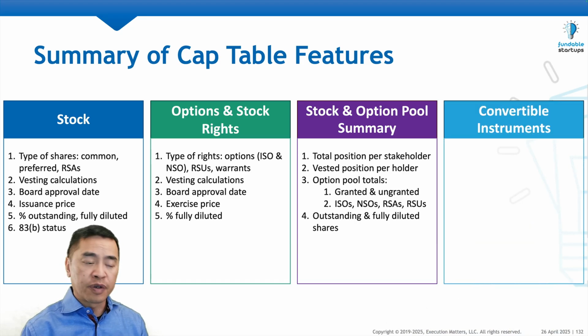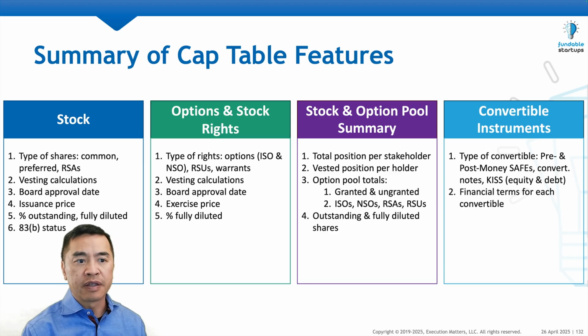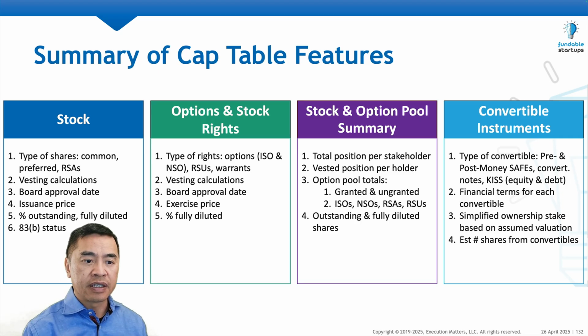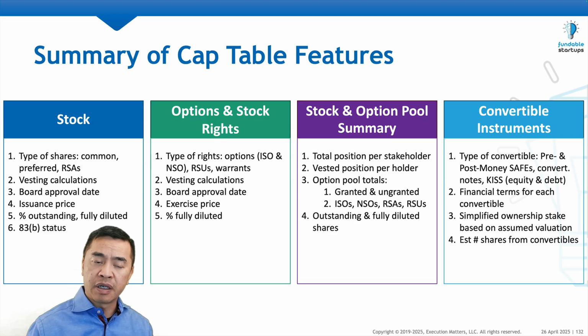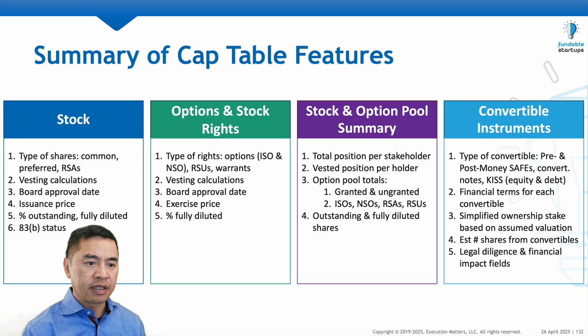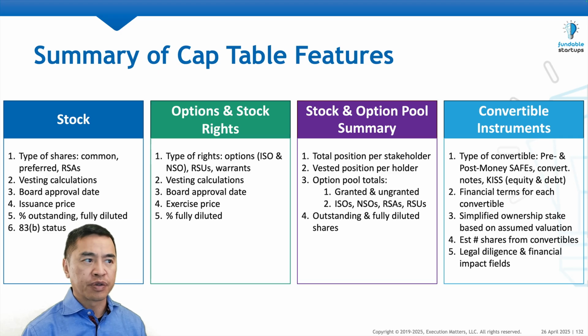As for the convertible instruments, this cap table spreadsheet will capture the type of convertible: pre-money safes, post-money safes, convertible notes, KISSes, both equity and debt variety. Okay, the financial terms for each of the convertible instruments, simplified ownership stake based on an assumed valuation, and estimated number of shares from the convertibles once these convertible instruments convert based on a priced equity round, and some legal diligence data as well as financial impact fields are also captured.